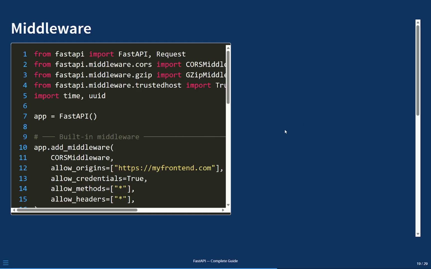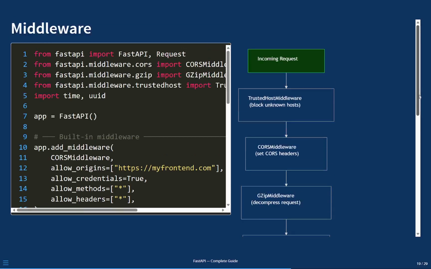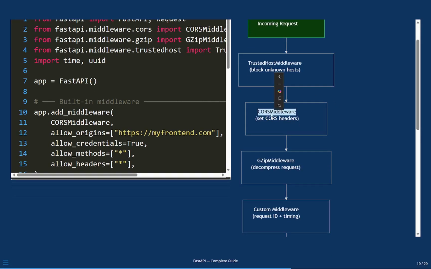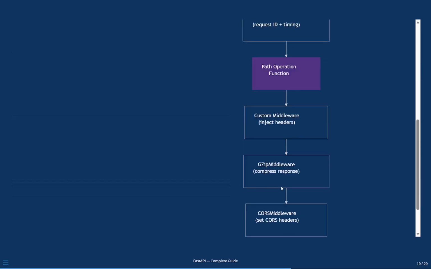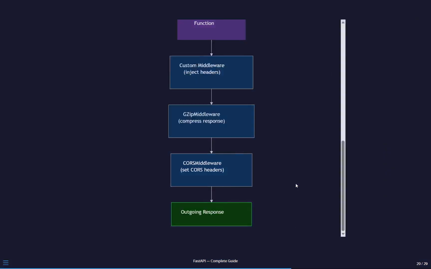Click. The onion diagram on the right shows the layering clearly. The request passes through each middleware layer inward, hits the path operation, and the response passes back outward through the same layers in reverse order. The last added middleware is the outermost wrapper.